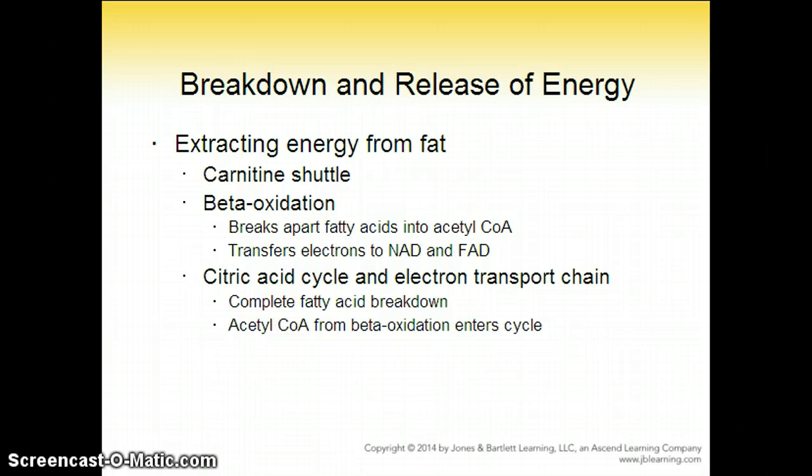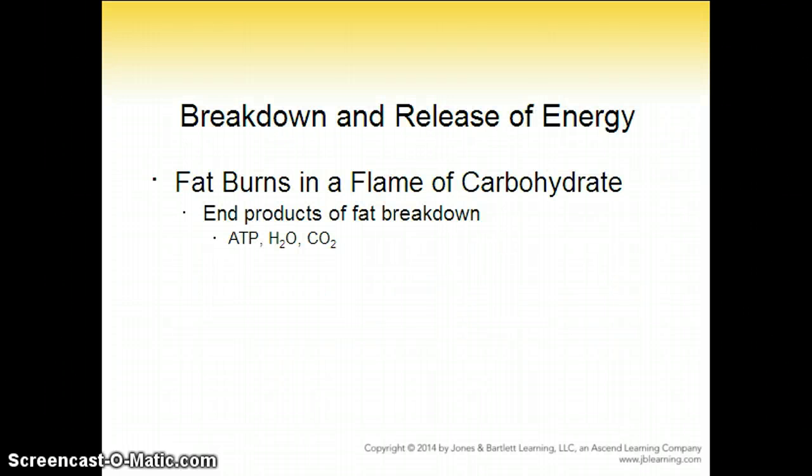They talk about a carnitine shuttle, and this is what transports the fatty acids into the mitochondria. The other thing they talk about is beta oxidation, and this breaks apart the fatty acids into acetyl-CoA and transfers the electrons to the NAD and the FAD. And then, of course, the citric acid cycle and the electron transport chain is where the complete fatty acid breakdown occurs. The fat burns in a flame of carbohydrate.